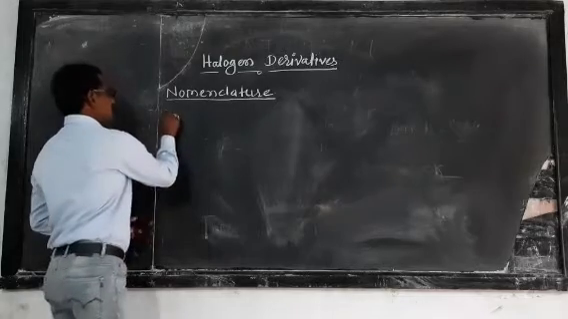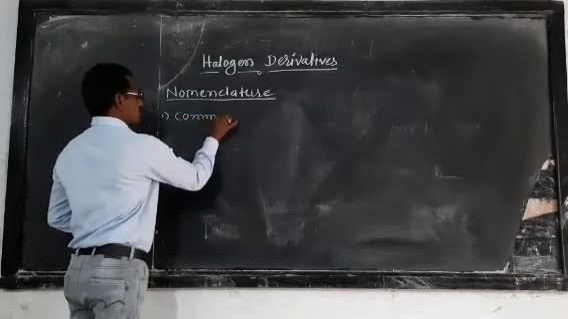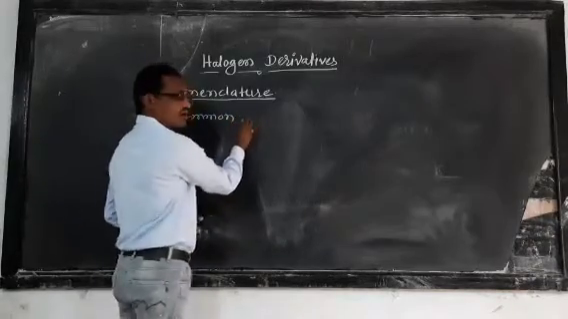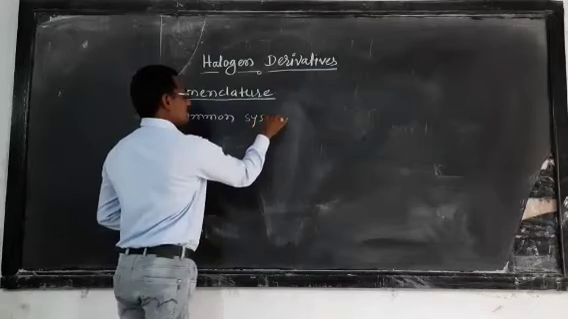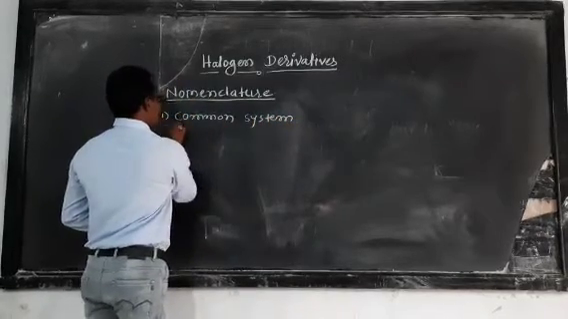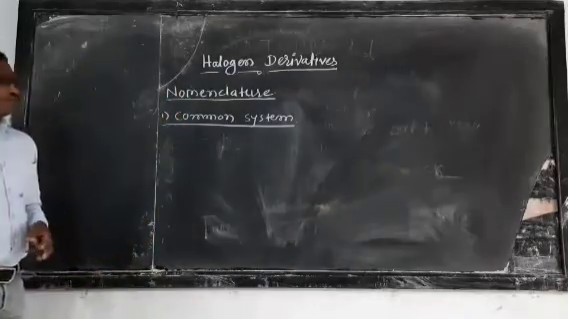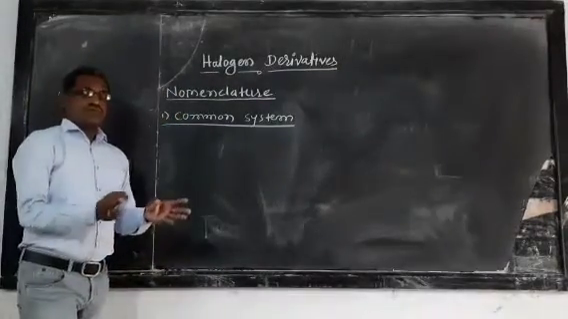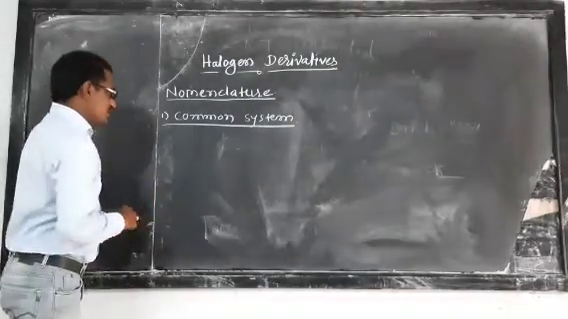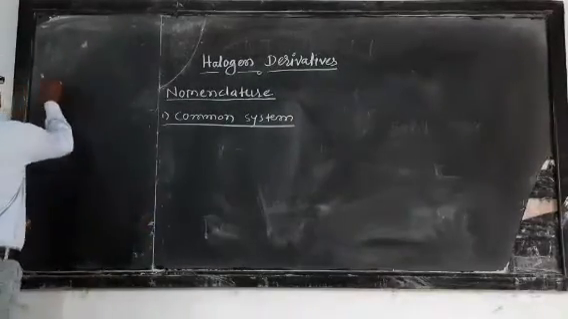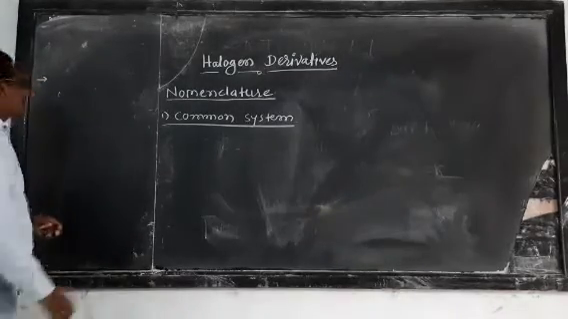First of all, we will see the common system, or common name. Before going to the actual nomenclature, I want to explain something. Look to the board. Here we are learning monohalogen derivatives.